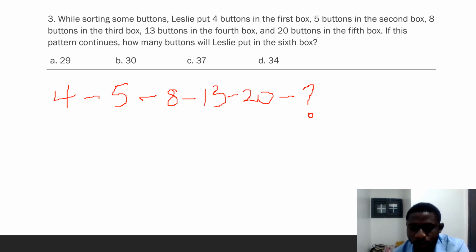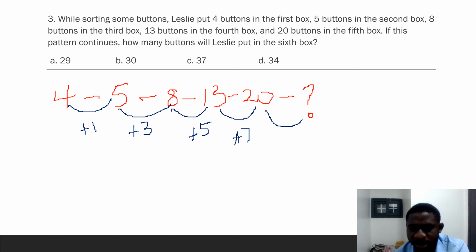Okay, so now let's identify the number pattern here. Now from 4 to 5, what do you realize? From 4 to 5, I'm seeing plus 1. Between 5 and 8, what are you seeing? I'm seeing plus 3. Between 8 and 13, I am seeing plus 5. 13 and 20, I'm seeing plus 7.